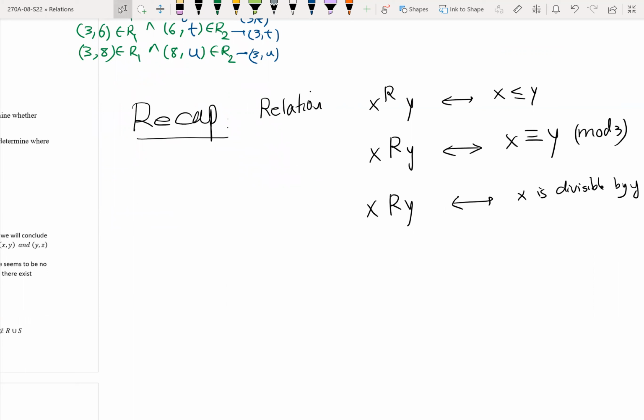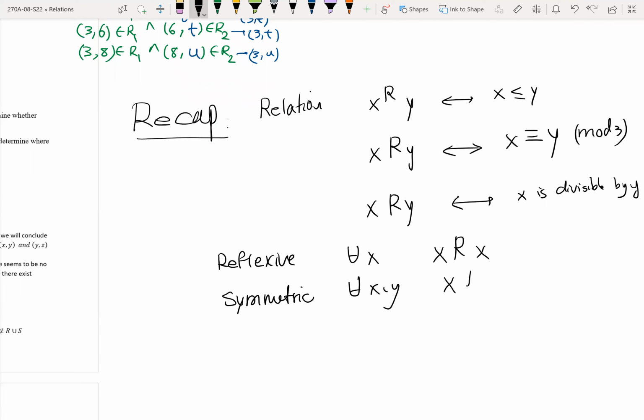And then the relations could be reflexive, and reflexive means for whichever x that you choose, x is related to x. It could be symmetric, and that means for whichever x and y we choose, if x is related to y, then y is also related to x, so that would be symmetric. It could be anti-symmetric.